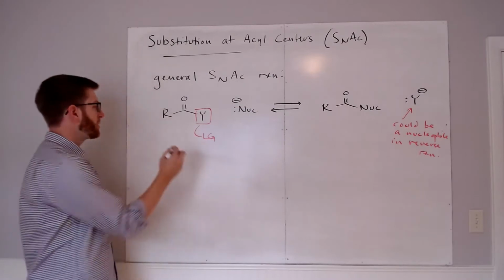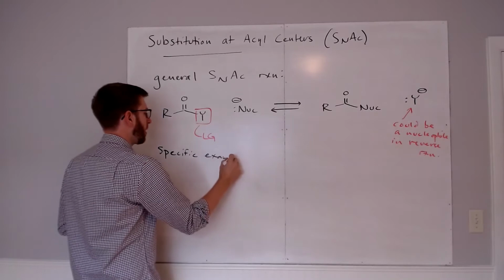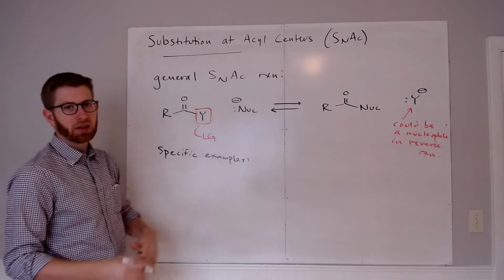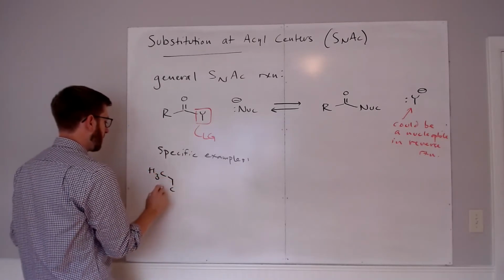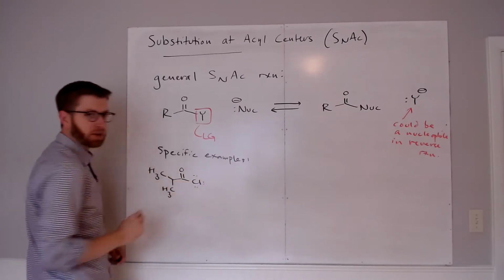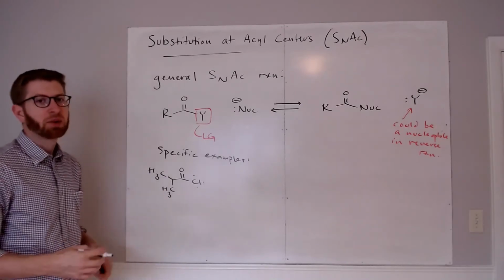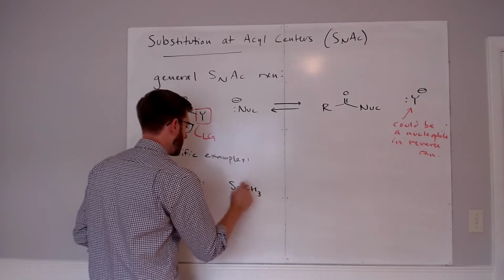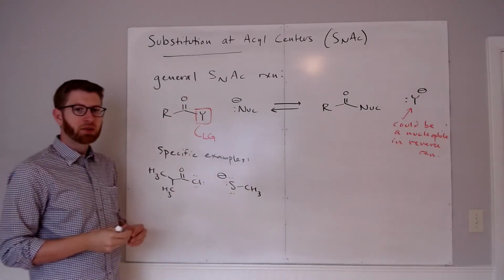So let's look at some specific examples of SNAc reactions so that you can see how we could map these generic ideas onto real compounds. We'll start with an acid chloride. It looks like this. I'm going to try to make sure that I draw all my lone pairs in for the Y group in particular, because we'll find that that becomes important. And let's use methane thiolate, so S minus, as a nucleophile.